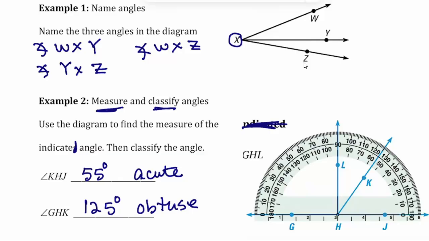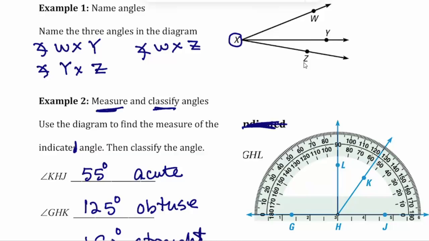So we have another one. GHJ. So G, H, J. Oh, look at that. It's going straight across. So if I started here, that's 0, and here's 180. So it's going to be the absolute value of 0 minus 180, which gives me 180, which is a straight angle.